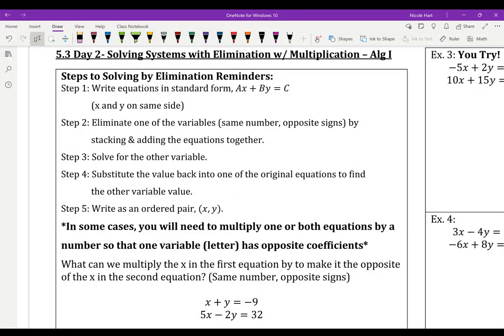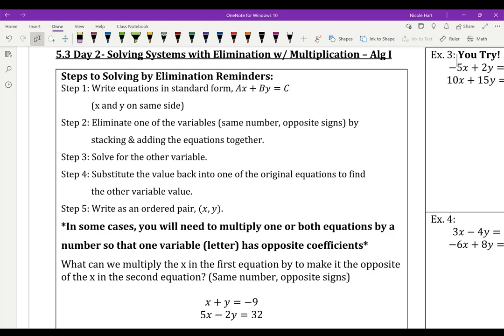Welcome back, everybody. We are on 5.3, day 2, which is solving systems with elimination using multiplication as a part of our elimination. So previously on day 1, when we did elimination, we were just having to add, subtract. We didn't have to manipulate too much. We didn't have to change too many things. Sometimes we had to change the order of a question. But on elimination with multiplication, we are going to have to manipulate the equations a little bit, maybe change some numbers. So we are going to use multiplication to do that.